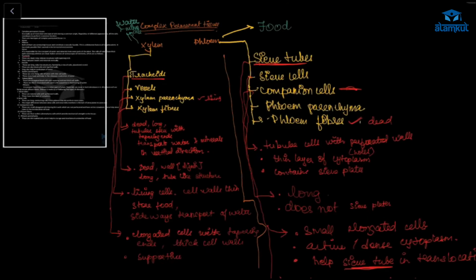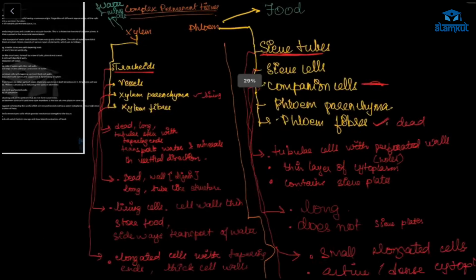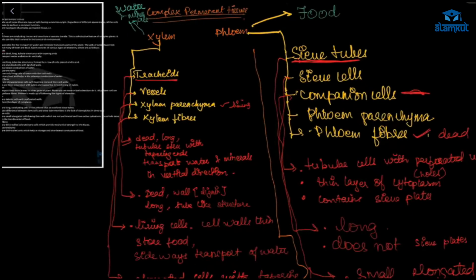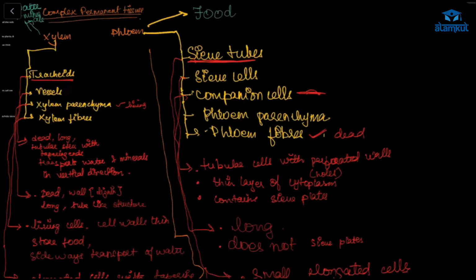Now, this is complex permanent tissue, and this xylem and phloem together form vascular bundles.